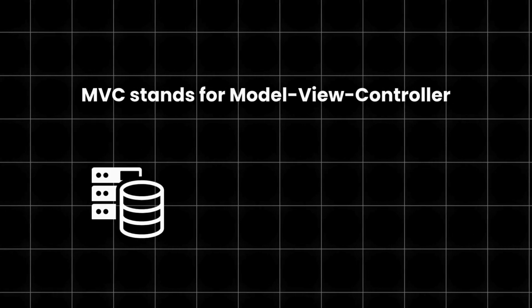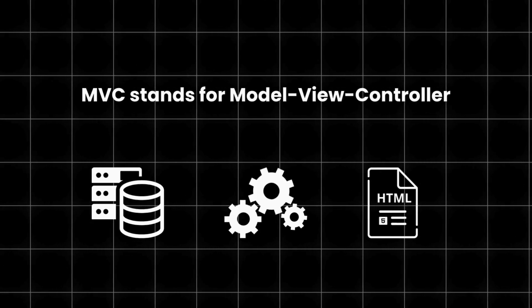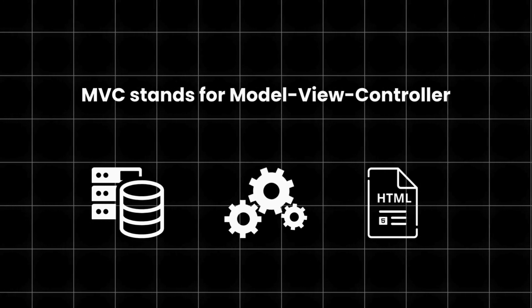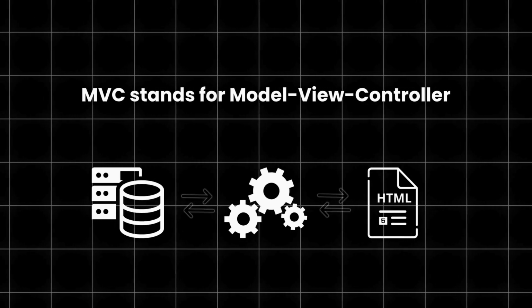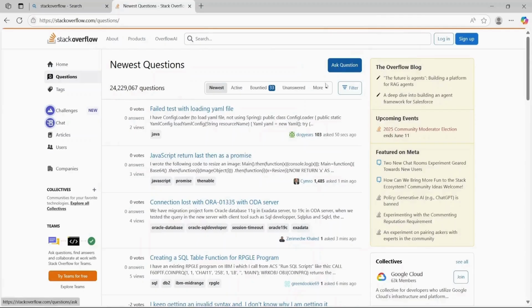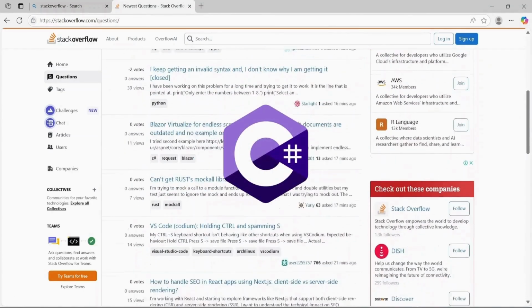Models hold the data of your app. Views are the pages the user sees, and controllers handle the user's requests and determine what pages to show and what data is needed. Each of these parts has its own role, separate from the others, and together they form a complete web application. Fun fact, Stack Overflow is built with C# and uses ASP.NET Core MVC as the framework.